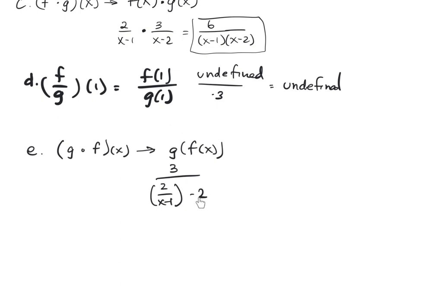So what we need to do is combine this denominator into one expression. So we have 2 over x minus 1, and then this is 2 over 1. To combine these, we need a common denominator of x minus 1 over x minus 1. So we have 2 over x minus 1 minus 2 times x minus 1 over x minus 1.